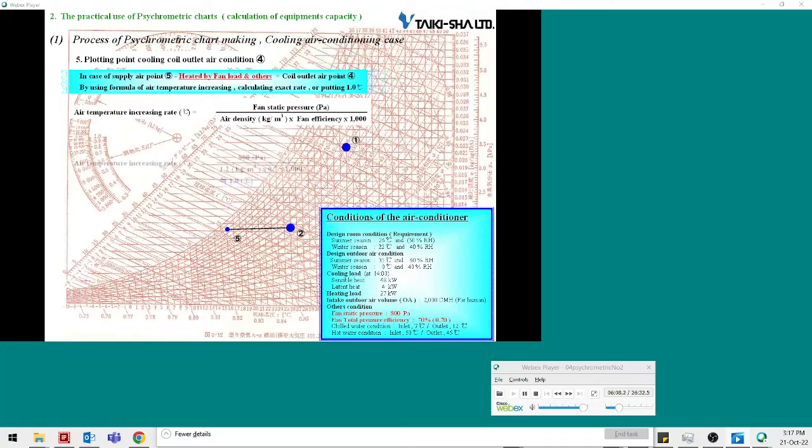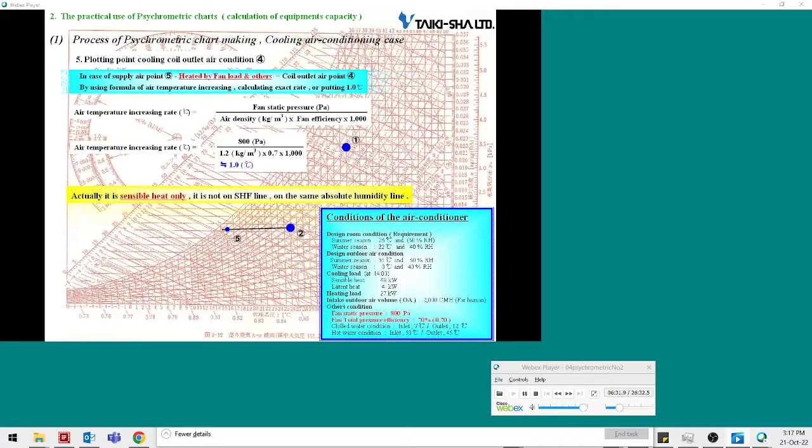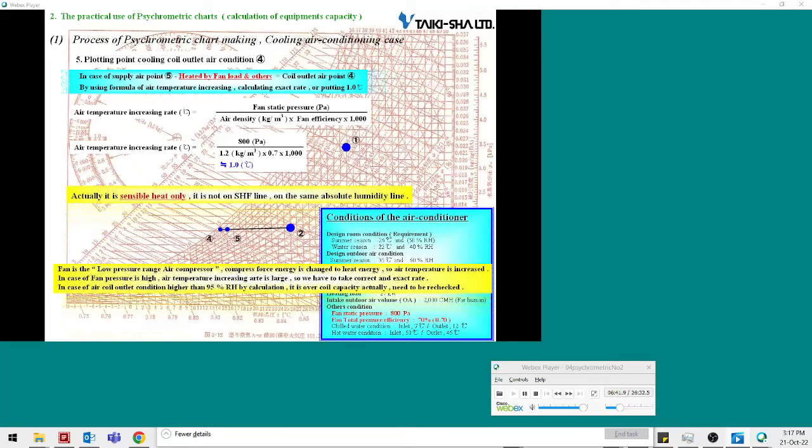For example, manufacturers of industrial air conditioners use this way if fans are required to have a higher static pressure. To determine the increased temperature, divide the fan static pressure by the sum of the density multiplied by the static pressure efficiency multiplied by 1,000. The result of the calculation is 1 degree Celsius. Although the temperature increases, the variation is not found on the corresponding coordinate line of the sensible heat ratio.